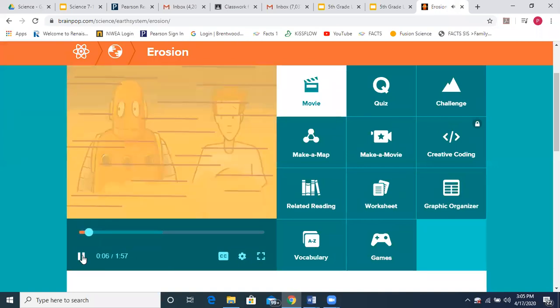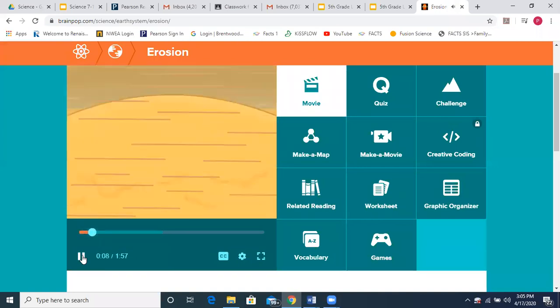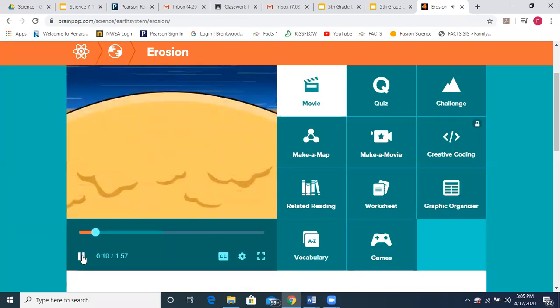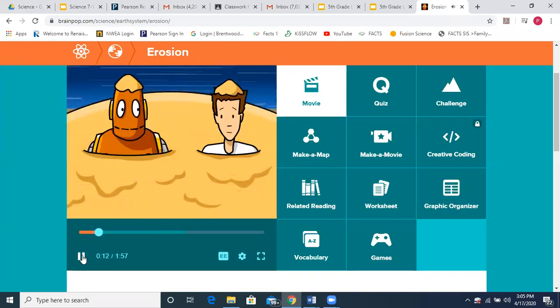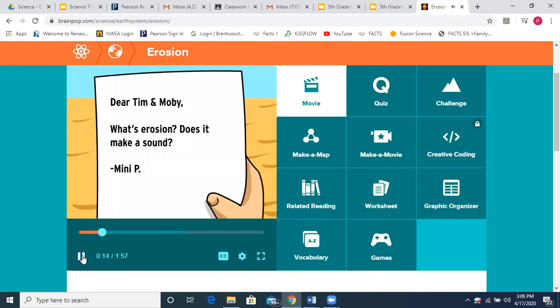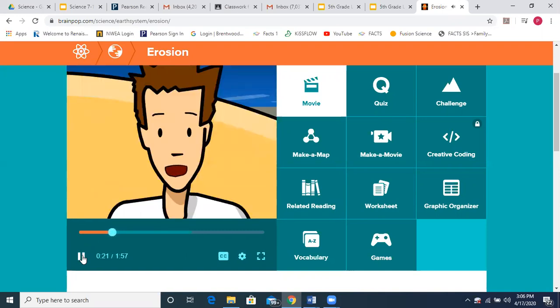What's that? Ow! Dear Tim and Moby, what's erosion? Does it make a sound? From Minnie P. Funny you should ask, Minnie. We just had kind of a close call with the forces that cause erosion.